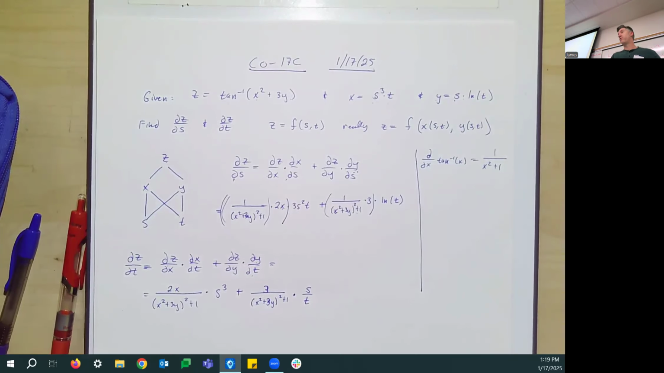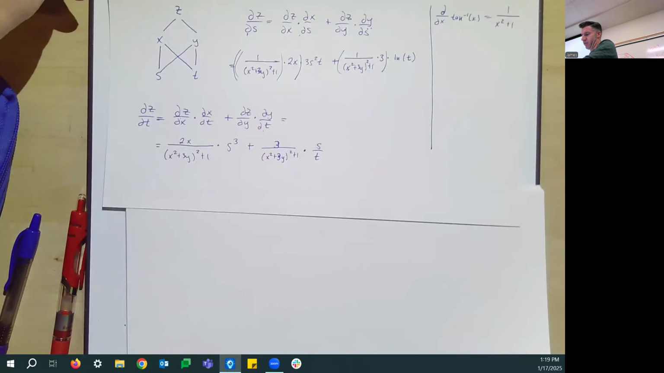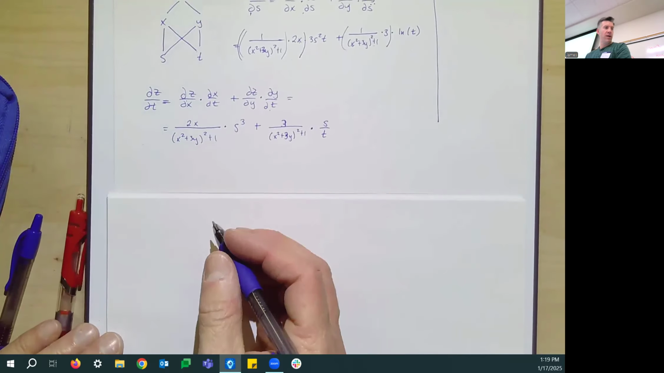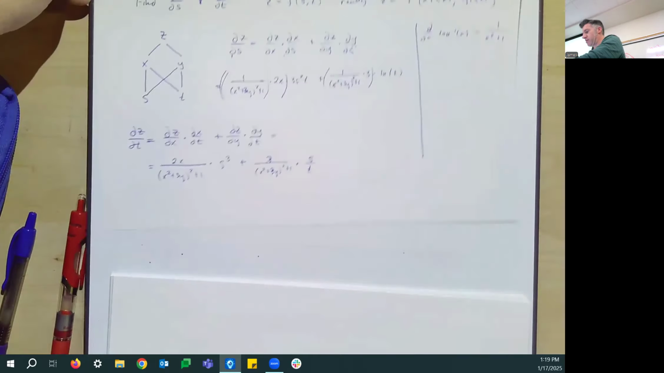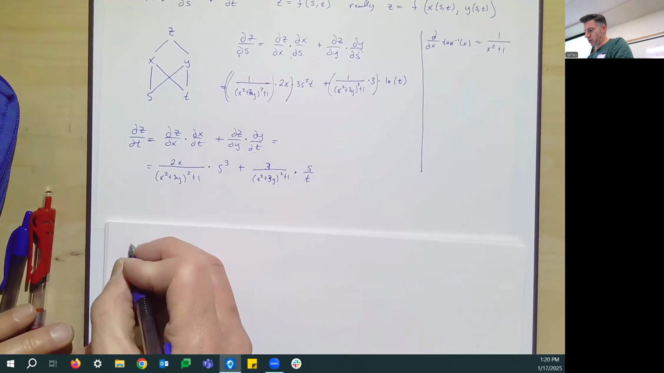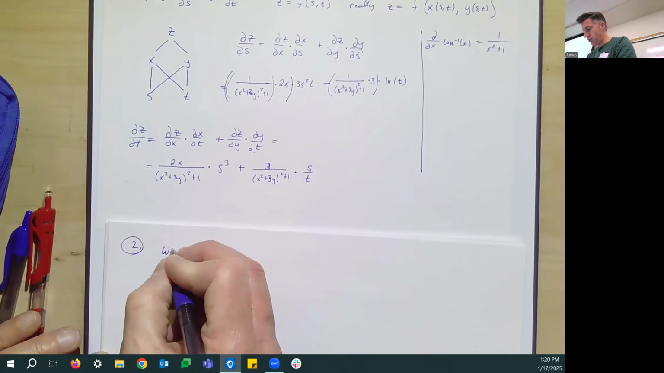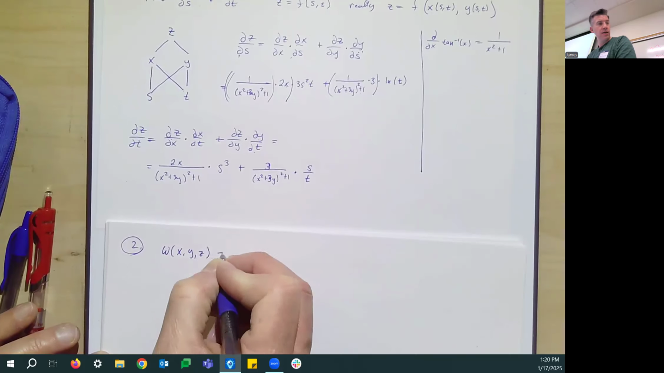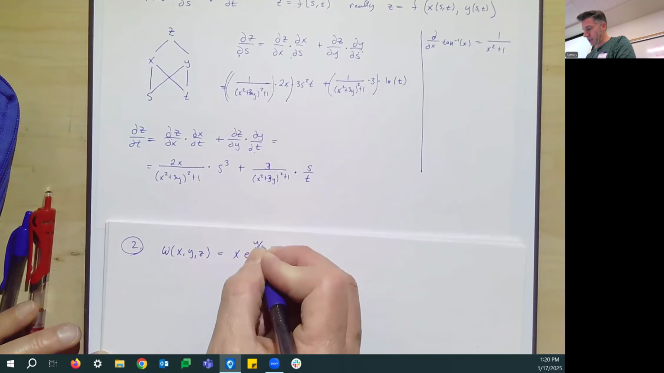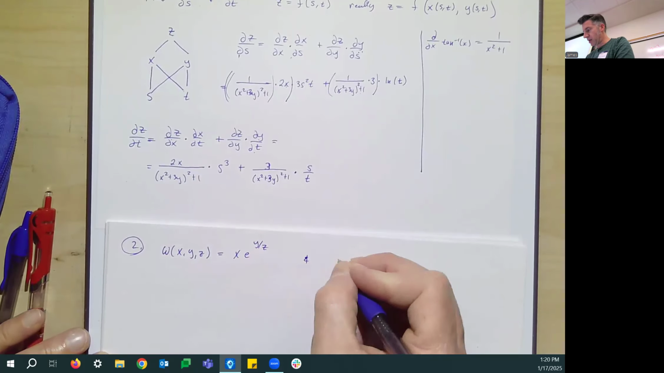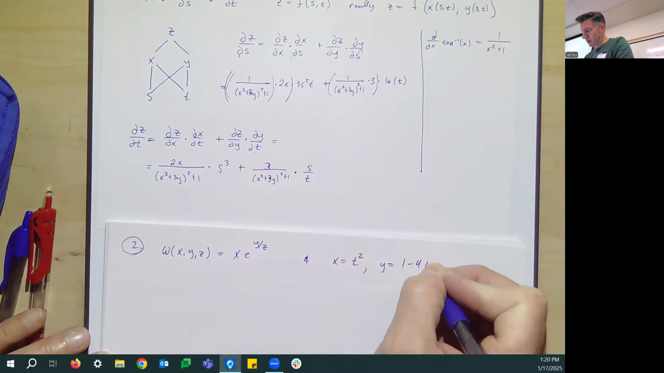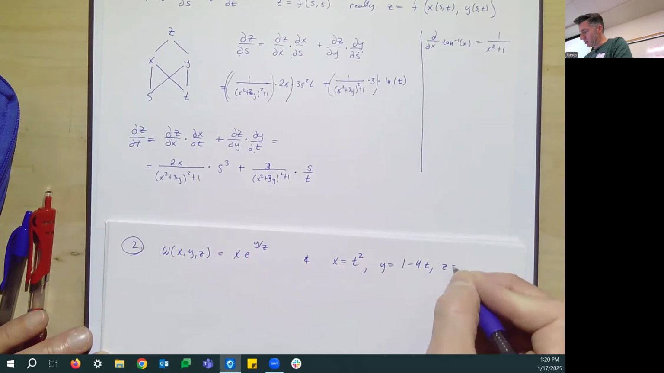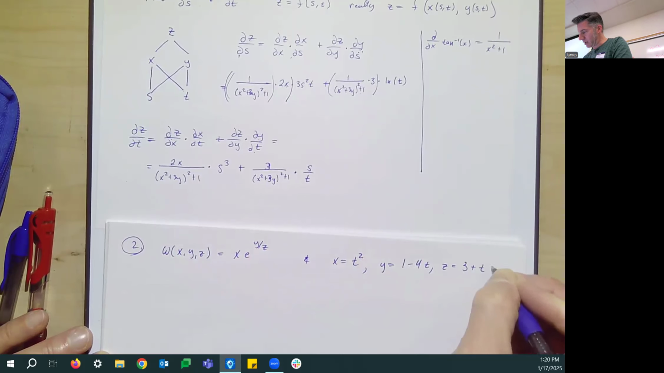It doesn't have to be just a function of two variables. You could have something like, sure, let's look at this. Let's look at one more example here before we do this other thing. So we could have something like, let me write some numbers. I try to number the things. Let's look at number 2 here. Let's say we have w as a function of x, y, and z equal to x e to the y over z. And we're given that x is equal to t squared, y is equal to 1 minus 4t, and z is equal to 3 plus t to the 5th power.